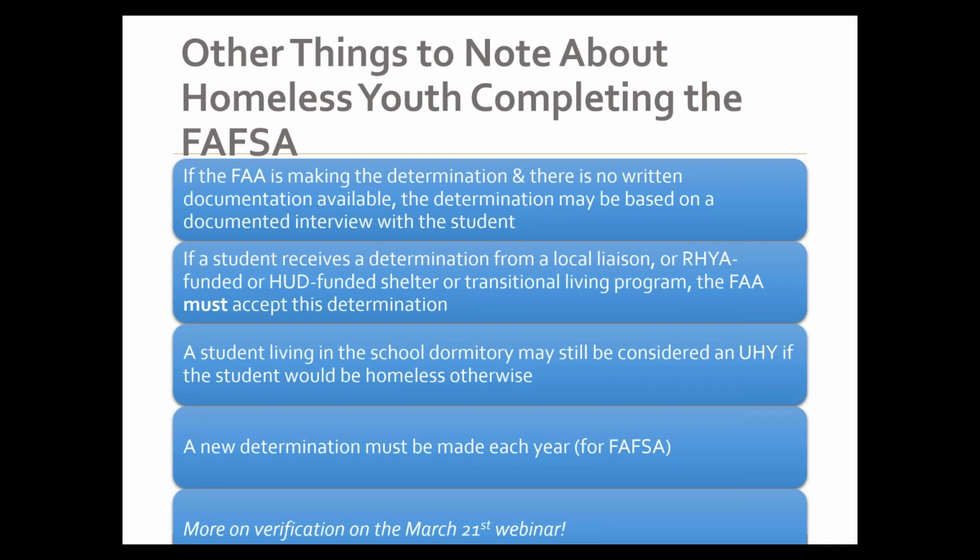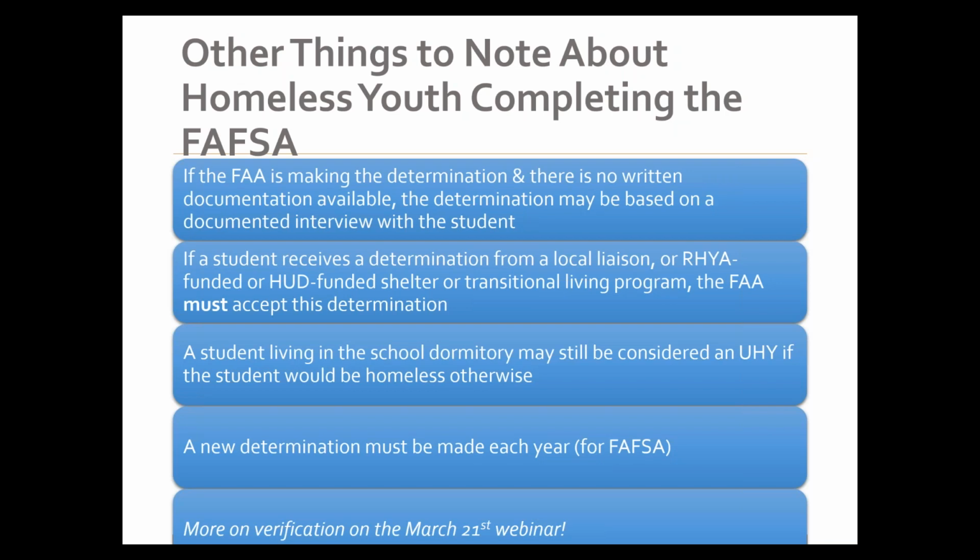If it's been provided, they must accept it. And then just a clarification there, a student living in the school dorm may be considered an unaccompanied homeless youth if the student would otherwise be homeless. Another important thing to remember is that a new determination must be made each year for the FAFSA.